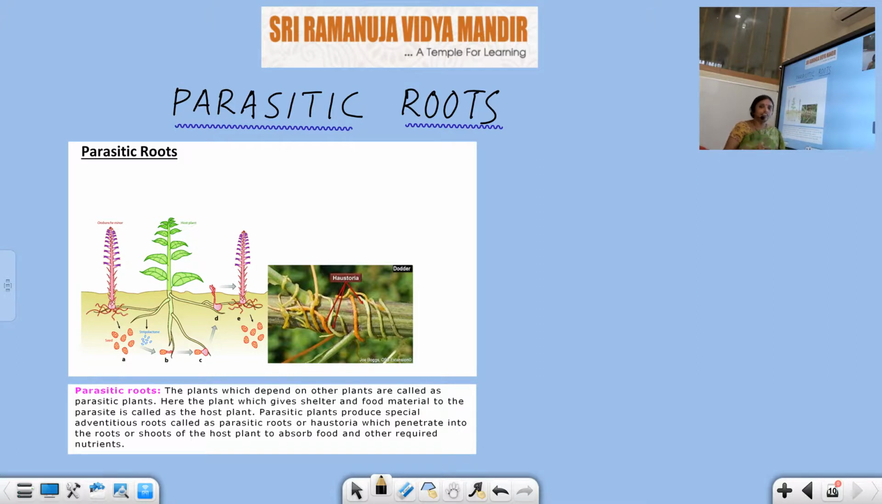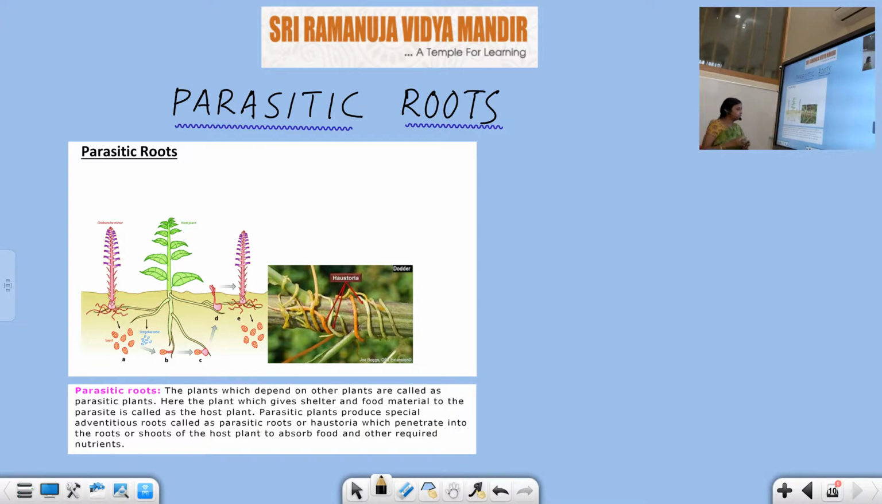These haustoria penetrate and go into the xylem and phloem. If it is going into the xylem, it is taking water from it, and if it is going into the phloem, it is taking food from the phloem. So here, the plants which depend on other plants are called parasitic plants, and the plant which gives shelter is called the host plant.